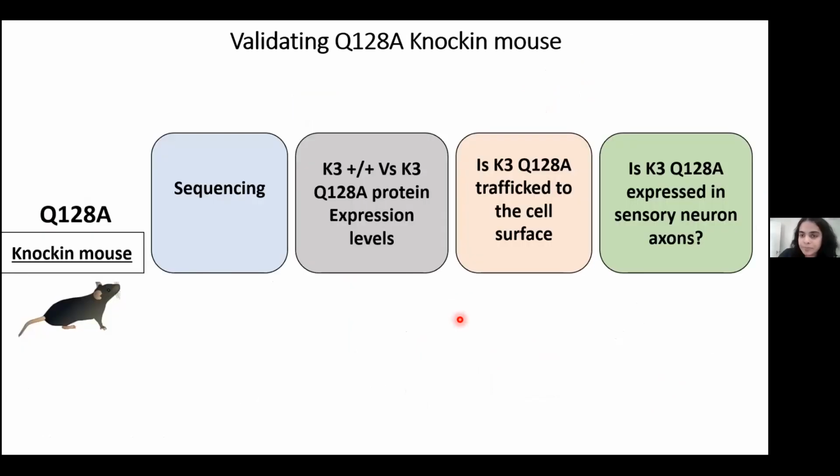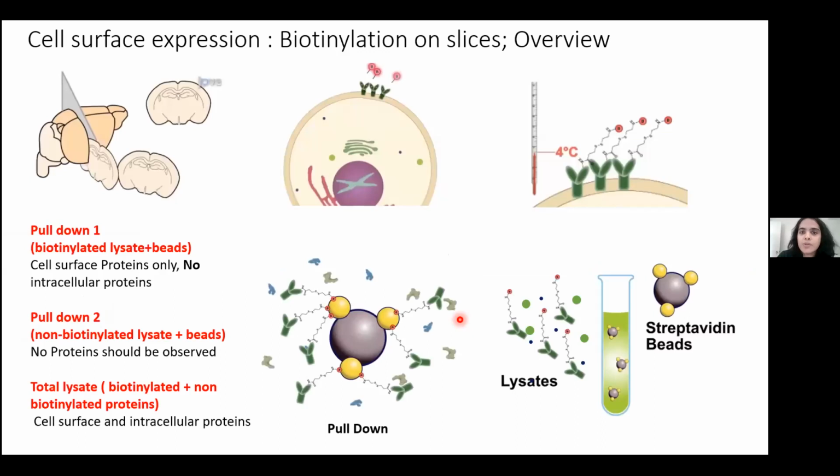And the next thing we did was we verified whether this CRISPR-3 Q128A protein is trafficked to the cell surface. So CRISPR-3 is a cell surface protein, and we wanted to ensure that introducing this mutation that disrupts homophilic cell adhesion property doesn't affect the trafficking to the cell surface. So for that, we used an assay called cell surface biotinylation assay.